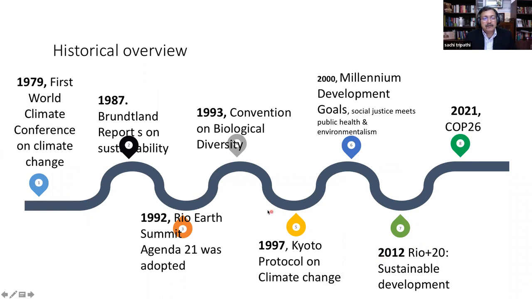So if you look into the historical overview of sustainability, it all started in 1979, when the first World Climate Conference took place. Then we have the Brundtland Report on Sustainability in 1987. And then we had a very important, impactful meeting in Rio de Janeiro in 1992, which is called the Earth Summit, where for the first time Agenda 21 was adopted. Then we have the Convention on Biological Diversity in 1993. Then in 1997, we have the Kyoto Protocol, which is a very important one on climate change. Many provisions of the Kyoto Protocol are still referred to, and countries are trying to adhere to them. Then in 2000, the UN came out with a proclamation of development goals. We'll have a slide on that.